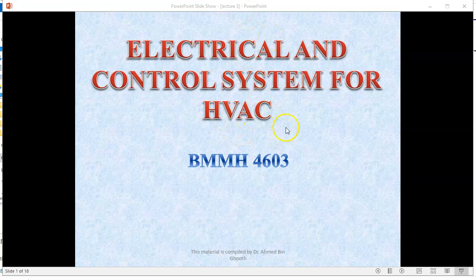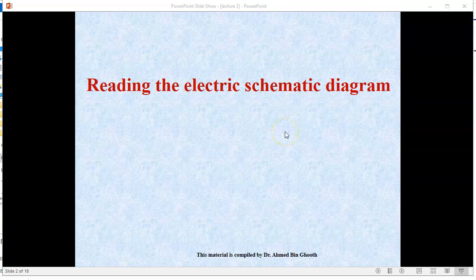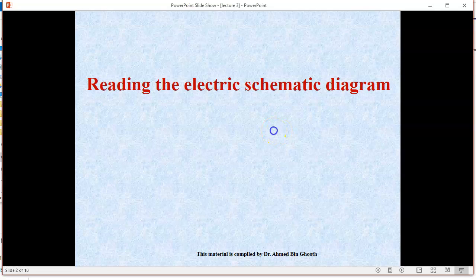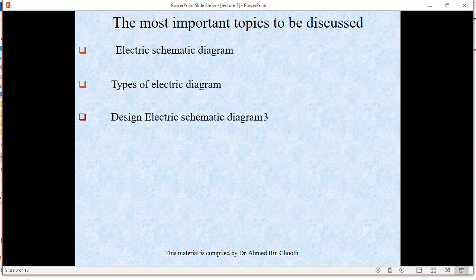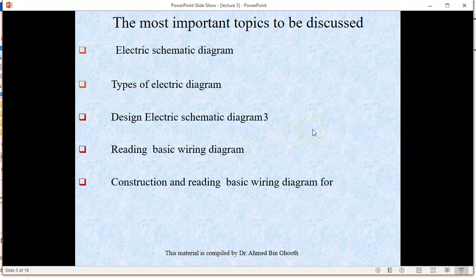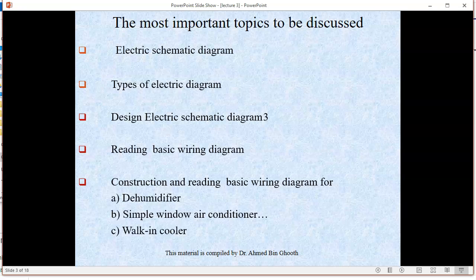We will continue on to the next topic, which is reading an electric schematic diagram. So, the most important topics to be discussed: electric schematic diagram, types of electric diagram, designing an electric schematic diagram, and reading basic wiring diagrams, constructing and reading wiring diagrams for a dehumidifier, simple window air conditioner, and point cooler. Okay, let's have a look.